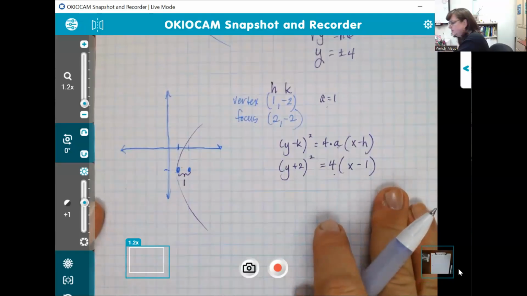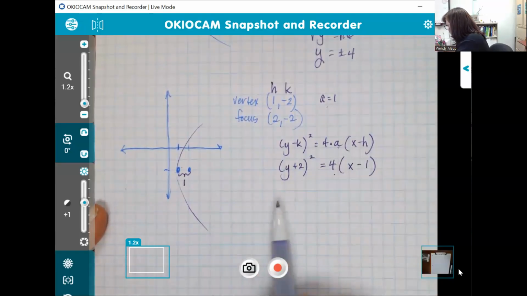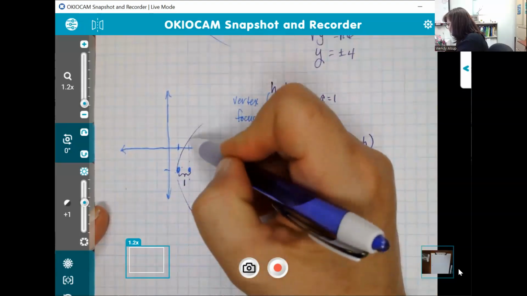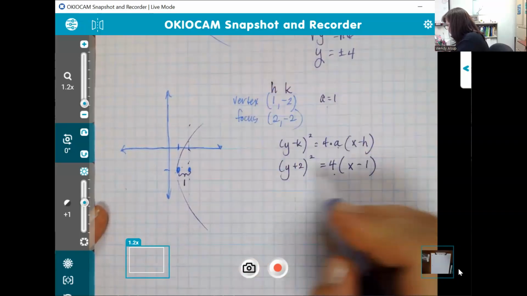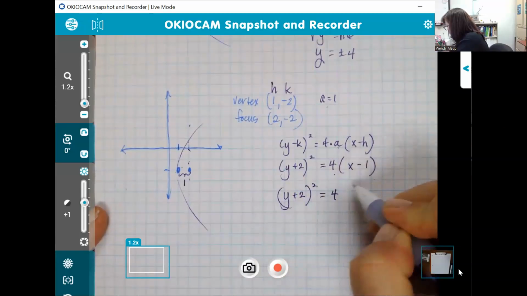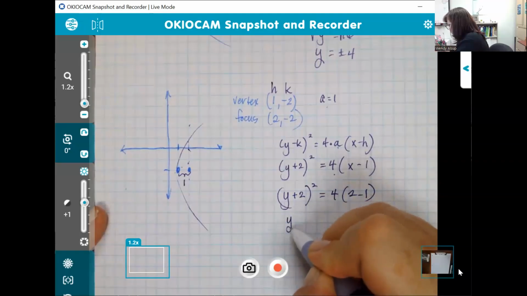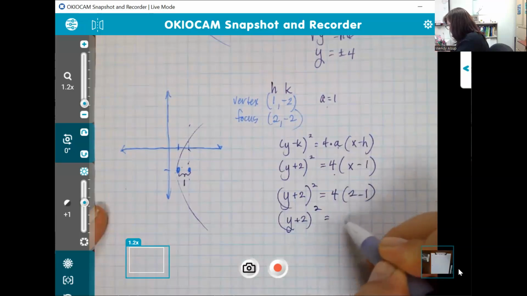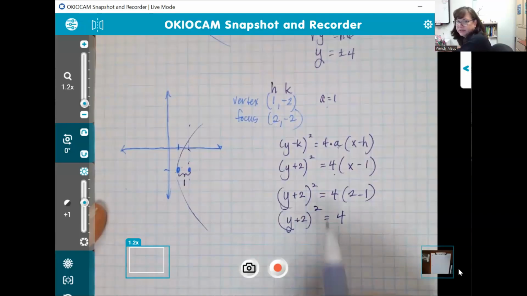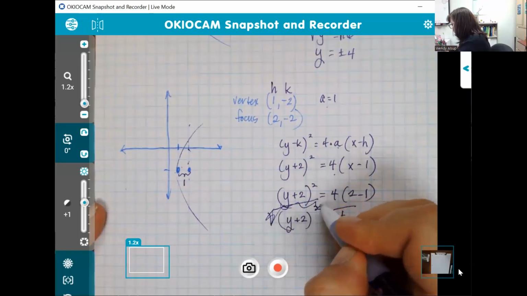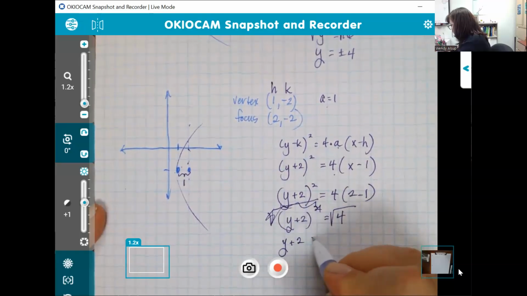The one other thing they wanted us to find is the latus rectum. Again, it's going to be in line with my foci, so I want an x value of 2. So I'm going to put x is 2 into my equation. y plus 2 all squared equals 2 minus 1, which is 1, 4 times 1 is 4. Now to solve for y, take the square root of both sides. Square roots undo squaring. y plus 2 therefore equals plus or minus the square root of 4, which is 2.